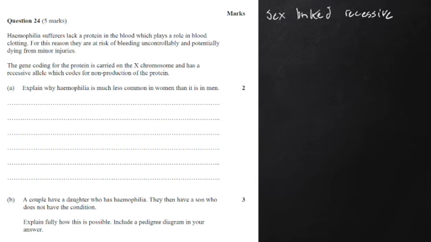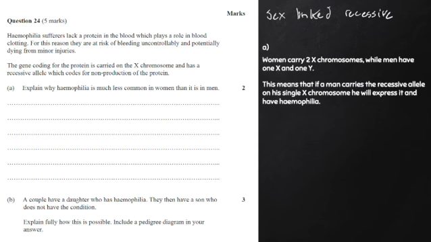So to answer part A here, women carry 2 X chromosomes while men have 1 X and 1 Y. This means that if a man carries the recessive allele on his single X chromosome, he will express it and have haemophilia. So if we have a male X and he's carrying the recessive allele, and he's obviously got a Y, then he's going to express it.